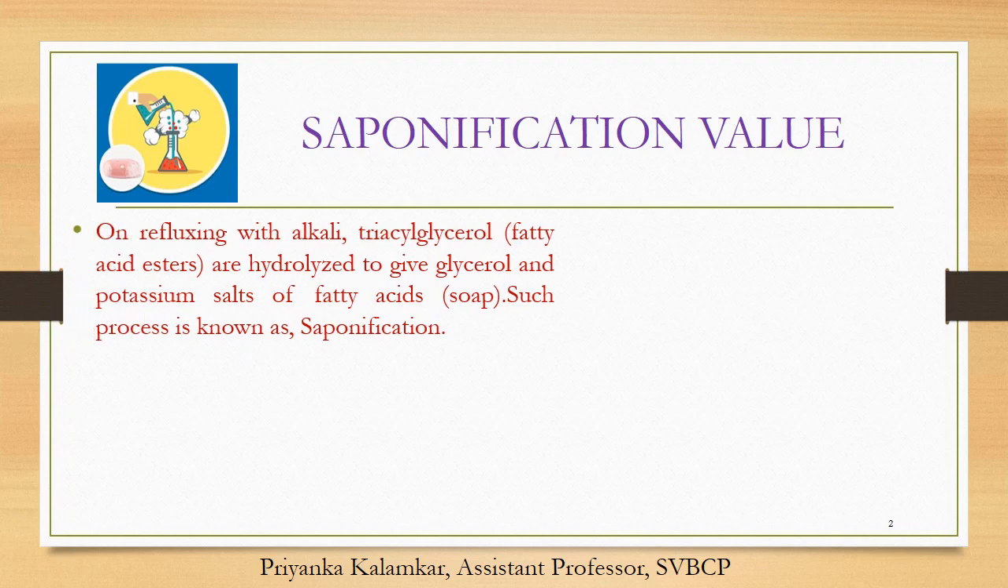So saponification is when you reflux fats or oil with alkali, it gets hydrolyzed and gets converted into glycerol and potassium salt of corresponding fatty acid. This complete process is called saponification because the potassium salts of fatty acids that are being formed are soaps. So the process is termed as saponification.